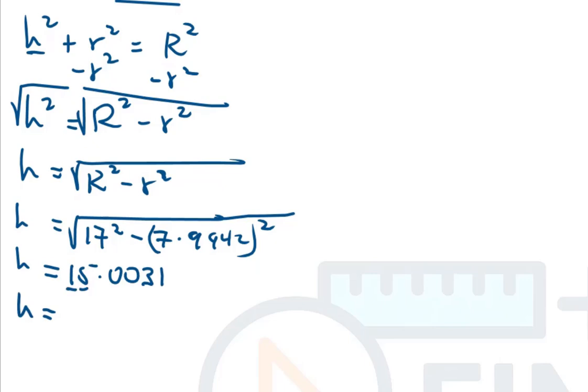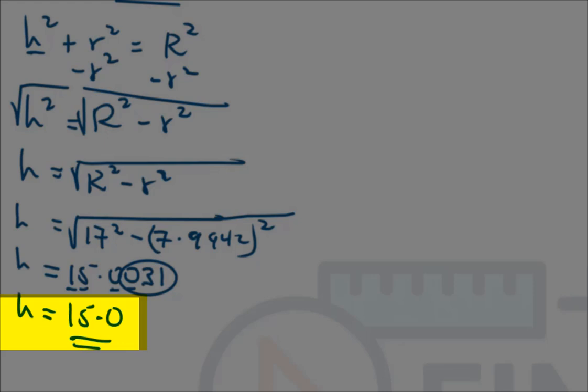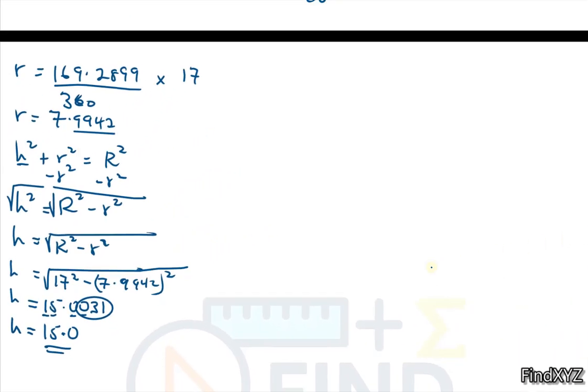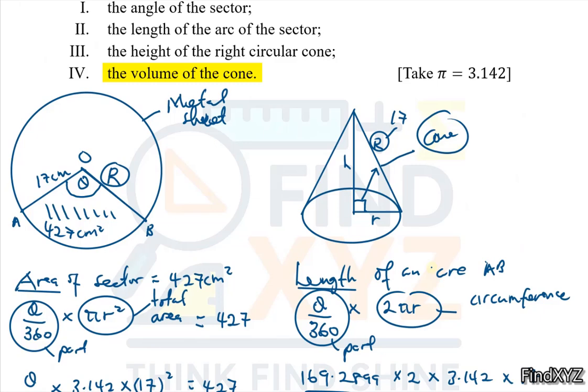So 1, 2, 3. The next number is less than 5. So we'll throw all this part away. We are left with 15.0. This is 3 significant figures. Please, the 0 is significant because of the decimal point. Take note of that. Without the 0, it is 2 significant figures. Take note of that. Then the last part of this question, we were tasked to find the volume of the cone.